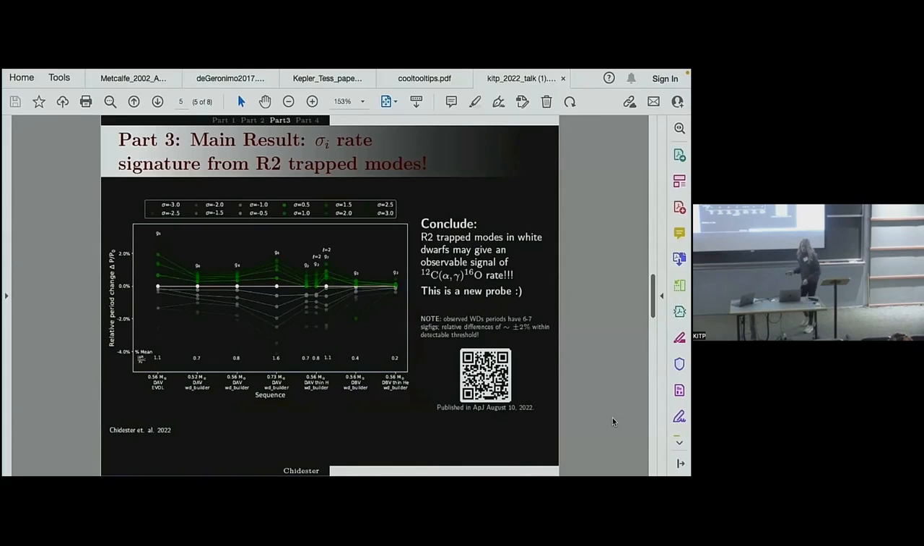The last thing I'll say is, before moving on, observed white dwarf periods have significant figures out to 6 to 7 digits of precision. So the global relative differences of around 2% are within the detectable regime. Now I'm going to talk a little bit more on some preliminary work for next steps.